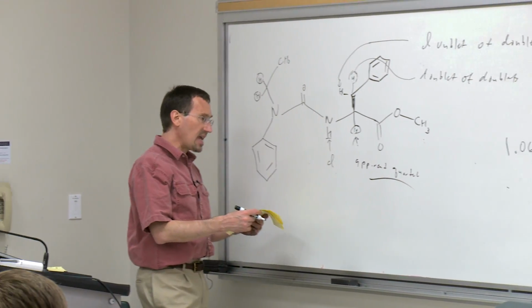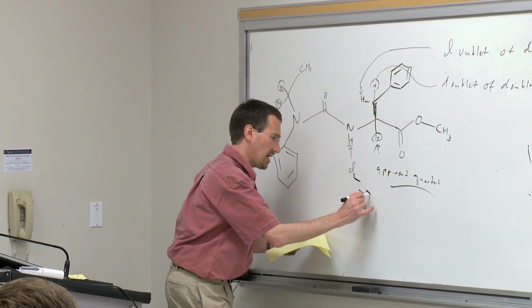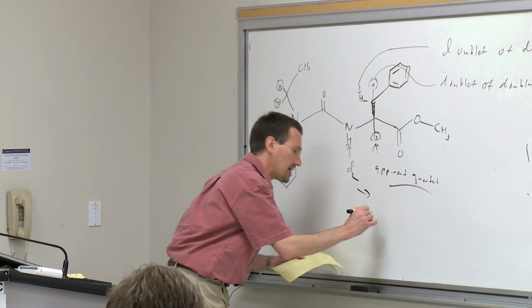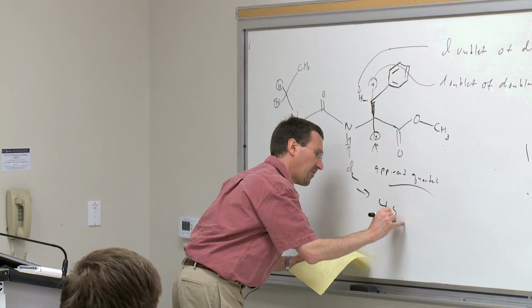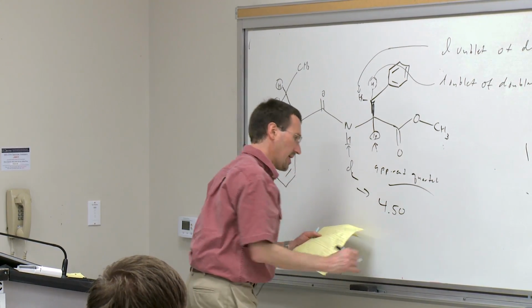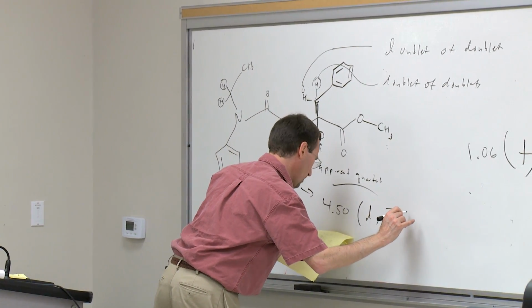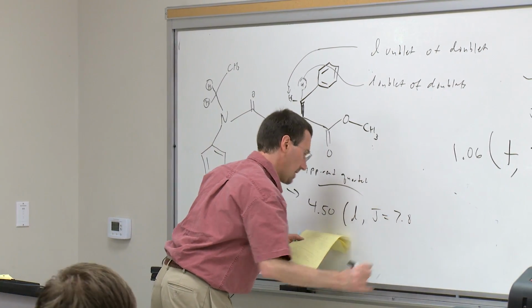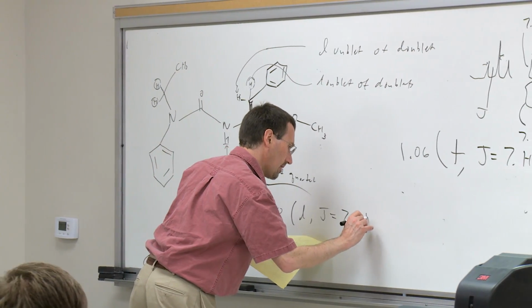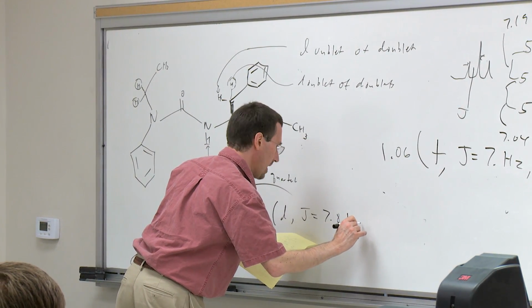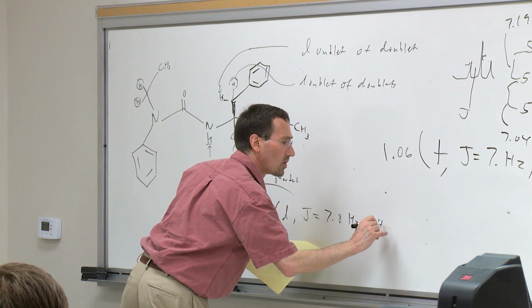If we did the same for the doublet here, I did that already, it's at 4.50 ppm. It's a doublet, and J is equal to 7.8 hertz. And it integrates to 1 hydrogen.